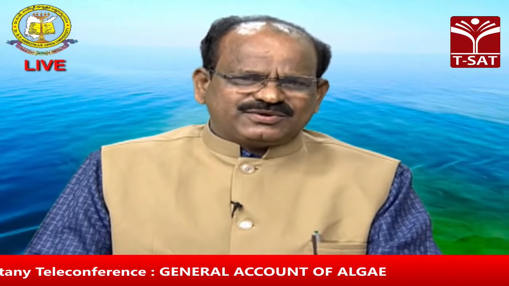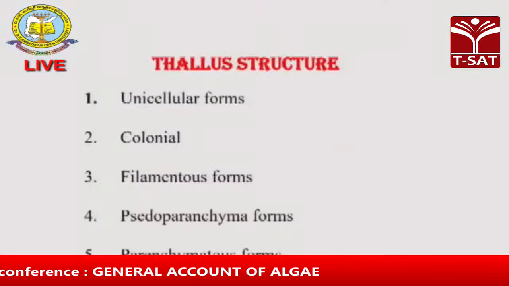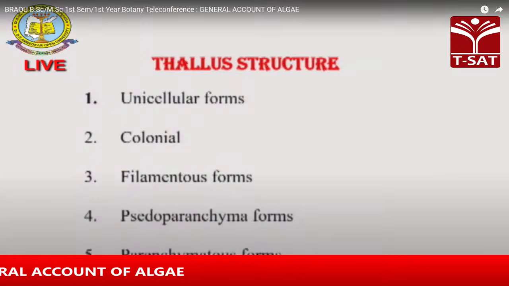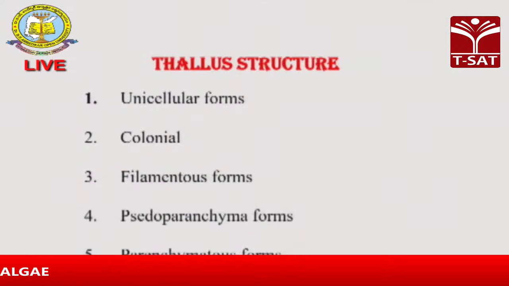Right. When you come to the thallus structure of the algae, the thallus is nothing but the plant body. The plant body is different, with different components like unicellular forms, colonial forms, filamentous forms, pseudoparenchymatous forms, as well as parenchymatous forms. Like that, there are 5 types of components.